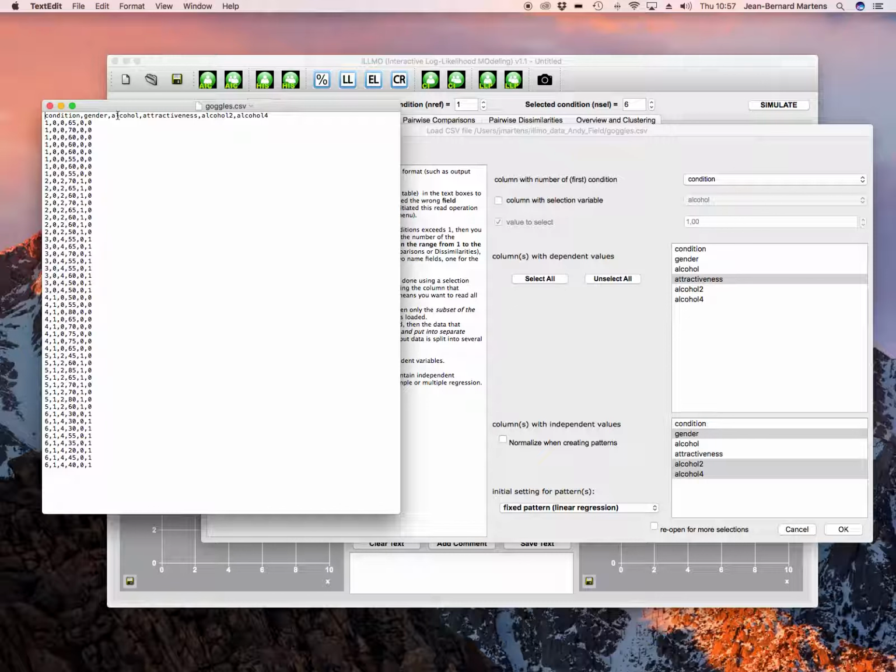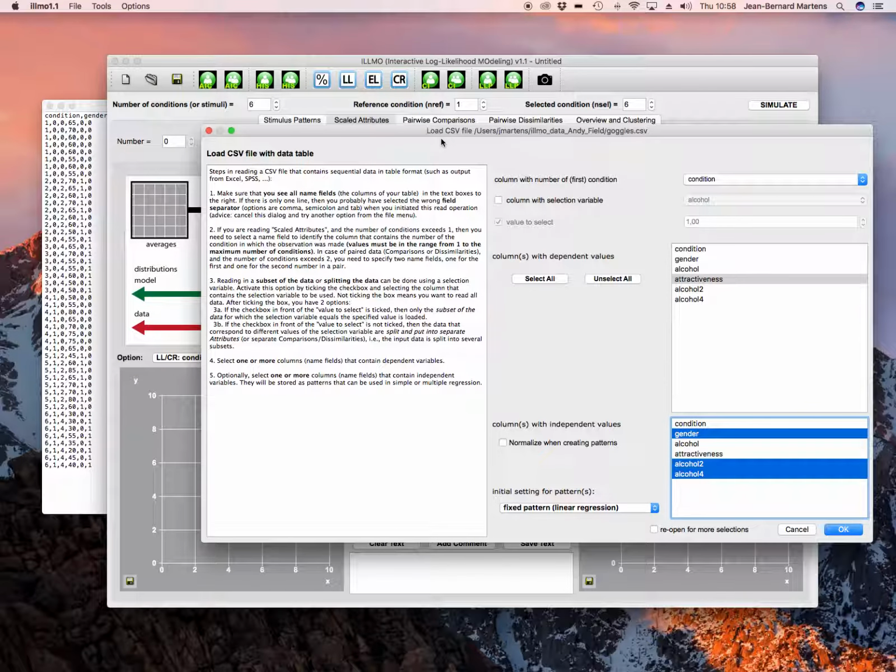Now, traditional factorial analysis cannot handle factors that have more than 2 levels. So gender has 2 levels, male and female, but alcohol has 3 levels. The way they approach that is to introduce what are called dummy variables. You can code the 3 conditions by having one variable that says whether you drank 2 glasses of beer and another variable that says whether you drank 4 glasses of beer.